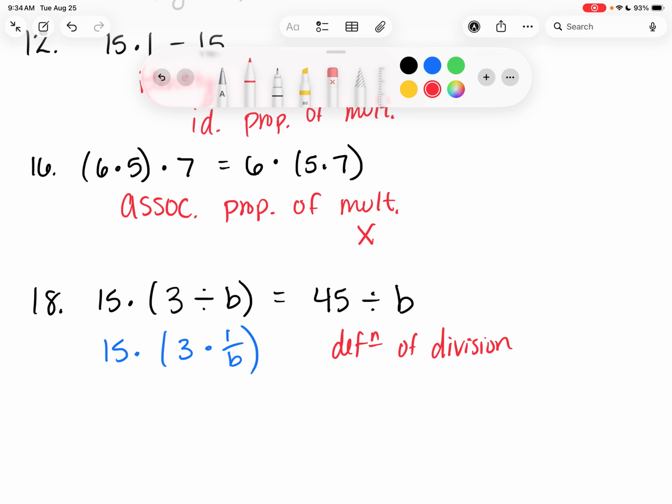Now, I need to ultimately get to 45 divided by b. So the next thing is people still go, oh, well, I'll just go ahead and multiply 15 times 3. I can't do that yet. It's not grouped. Grouping symbols say that the stuff in parentheses has to be done first. So I'm going to regroup it. So I'm going to end up with 15 times 3 in parentheses, and then times 1 over b. What allows me to do that step from there to there?